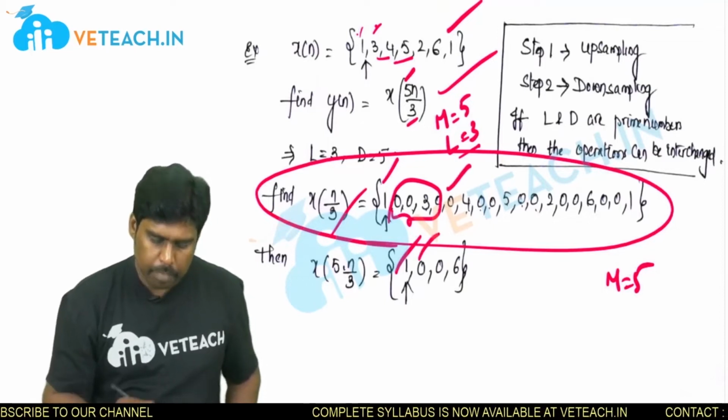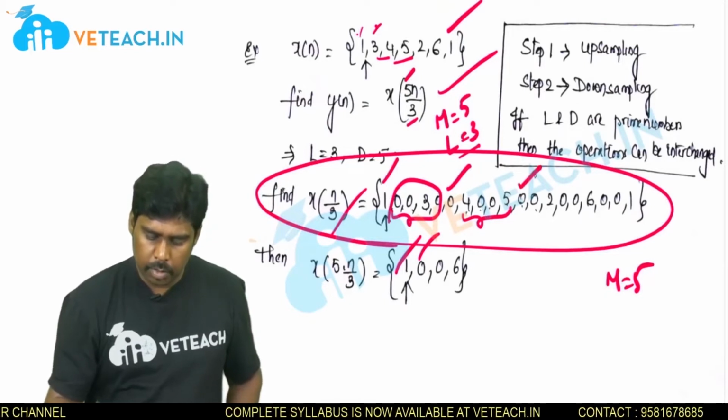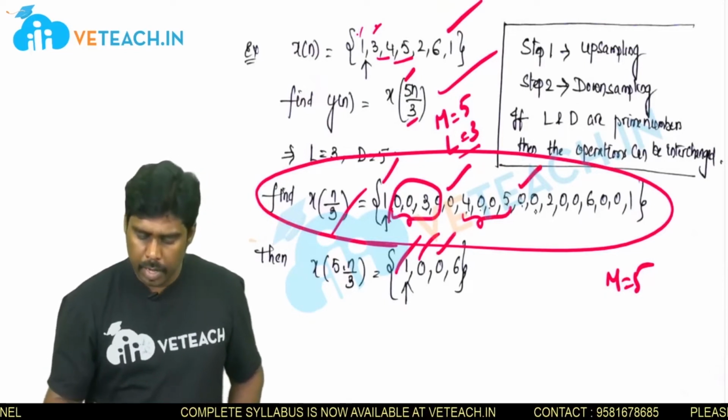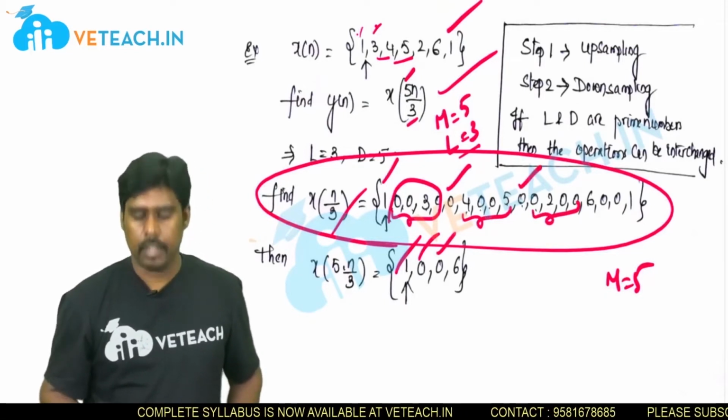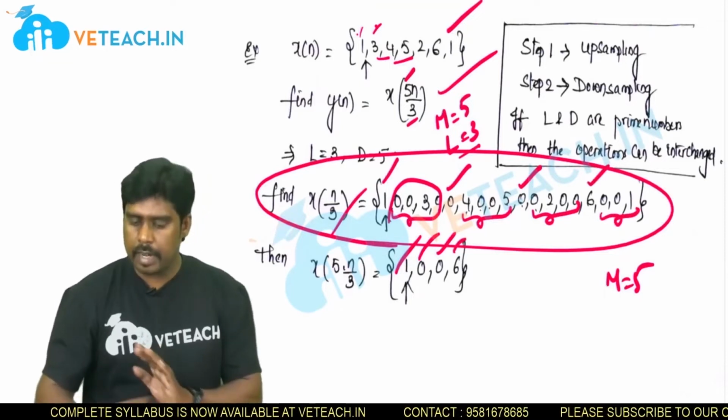Then write down the next sample, 0. Again 4 samples must be neglected. Write down the next value, 0. Again 4 samples are neglected. Write down the next value, 6. Again 4 samples are neglected. That is the end of the sequence.